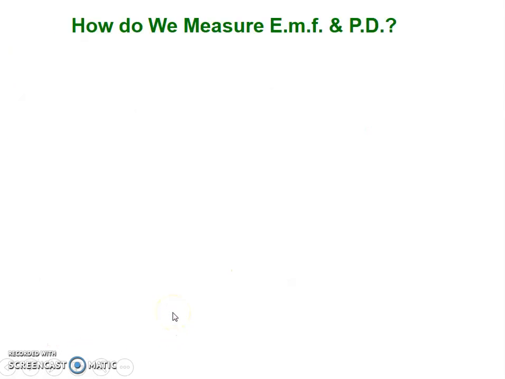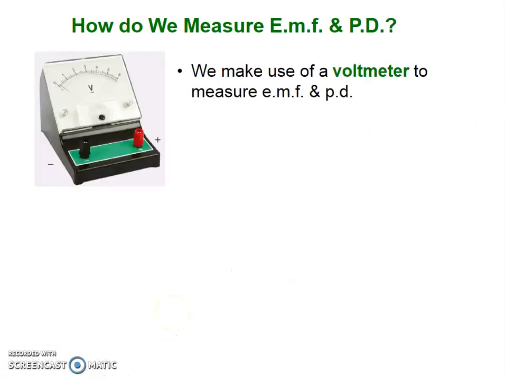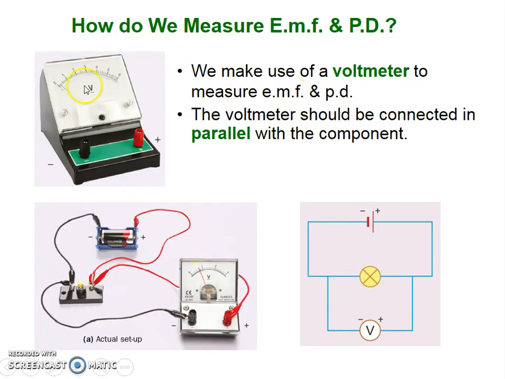That's it. So how do we measure EMF and PD? As opposed to current, we measure them using a voltmeter, and they are connected in parallel. Why in parallel? Because I need to know how much energy actually gets consumed by the resistance. I need to put one wire before and one wire after, so that I can measure the difference. That's why the second word in PD, potential difference, is, you guessed it, difference. So potential difference is just the difference in potential before and after. So that's why I need to connect it in parallel.